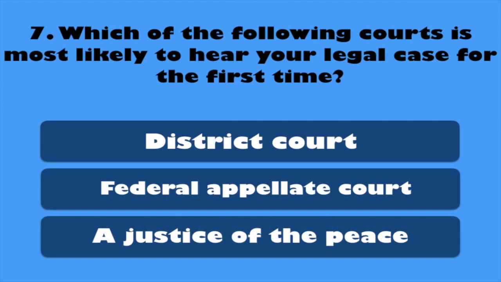Question number 7. Which of the following courts is most likely to hear your legal case for the first time? Remember, our legal system has original jurisdiction and appellate jurisdiction. Original courts hear the case for the first time. Appellate courts hear it for the second time. Does that make it the district court, the federal appellate court, or a justice of the peace? Who hears the case for the first time? District court.